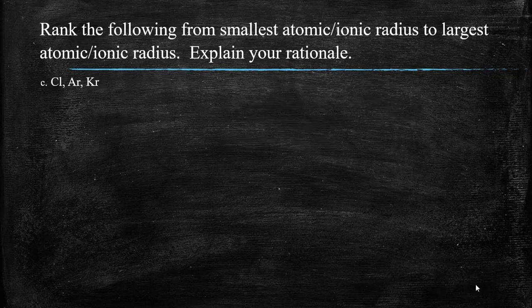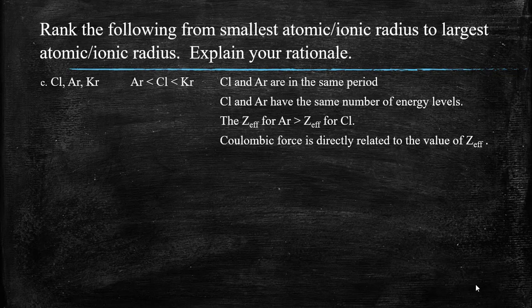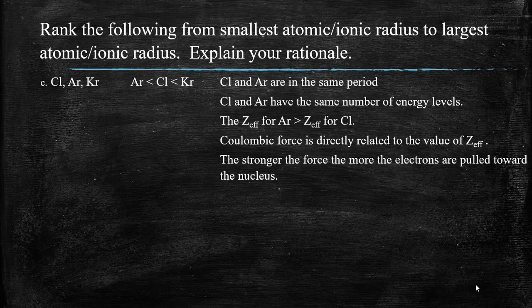The next trio is chlorine, argon, and krypton. In proper order from smallest to largest is argon is smaller than chlorine, which is smaller than krypton. The reason here, chlorine and argon are both in the third period. So they have the same number of energy levels, so we're not going to worry about that. Argon, having a larger atomic number, has more protons, so it has a larger effective nuclear charge than chlorine does. The larger the effective nuclear charge, the larger the Coulombic force. The larger the force, the more electrons are pulled towards the nucleus, so the argon radius is smaller than the chlorine radius.